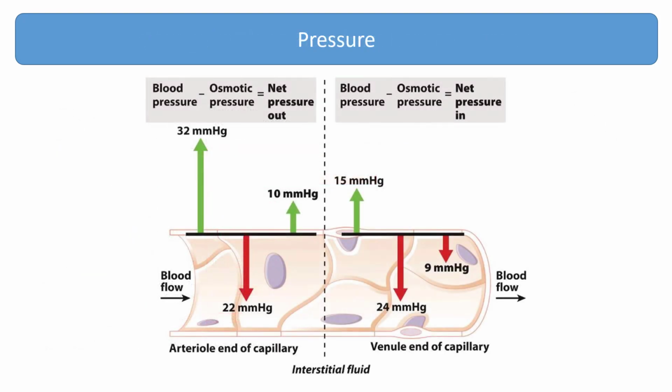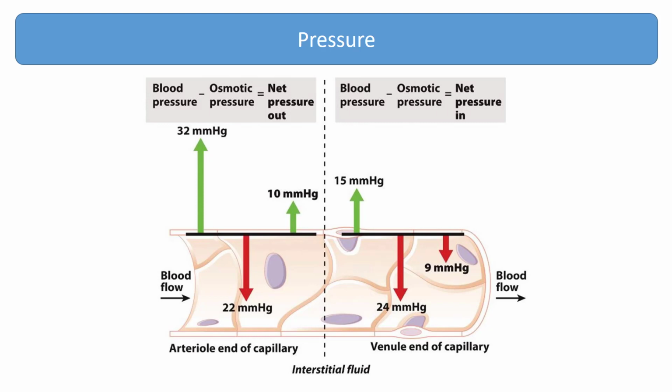Water, certain ions, and other small molecules move from capillaries into the surrounding interstitial fluid by filtration, as shown here with the green arrows. Filtration is forced by blood pressure. Lost fluid and ions are mostly restored through osmosis.